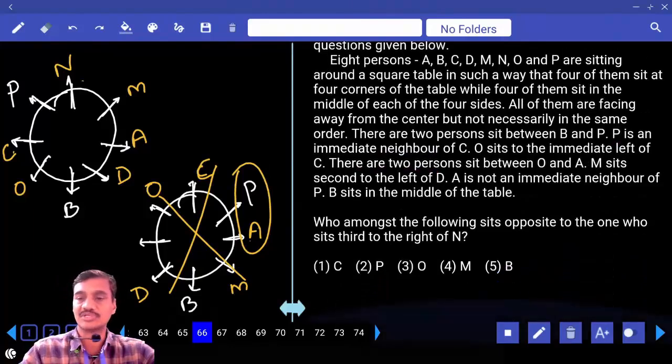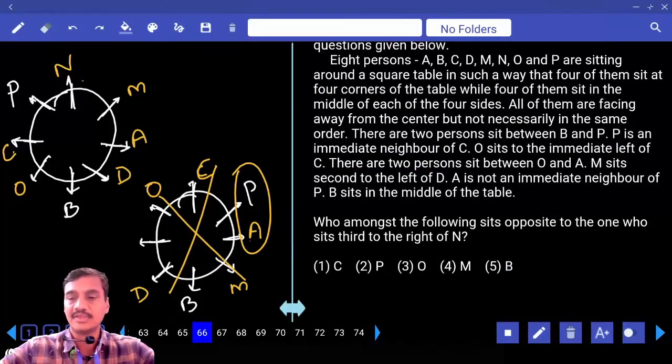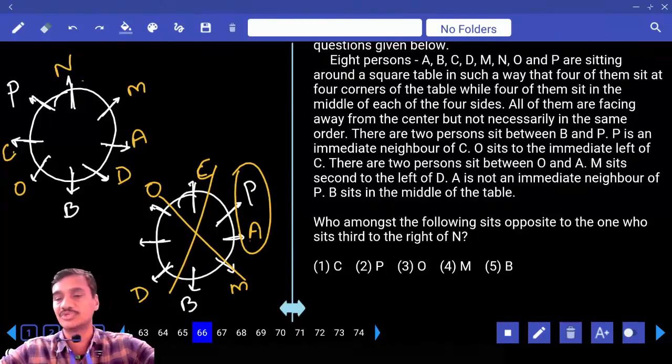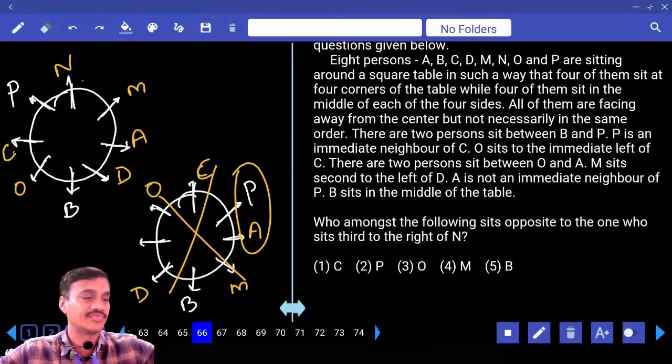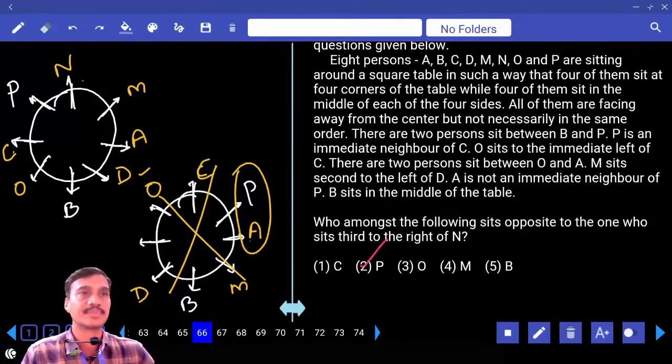Now this is about question number 66 to 70. Who among the following sits opposite to the one who sits third to the right of N? N's third right-hand side, who is that? D. D is third to the right of N. Then who is opposite to this one? P. P is given in choice 2.